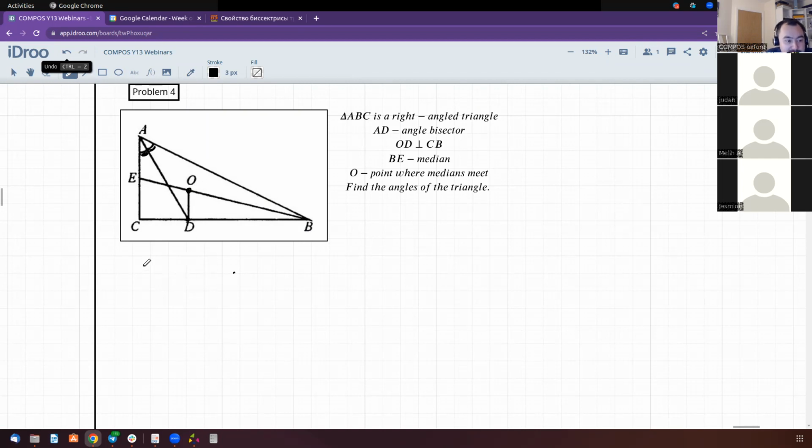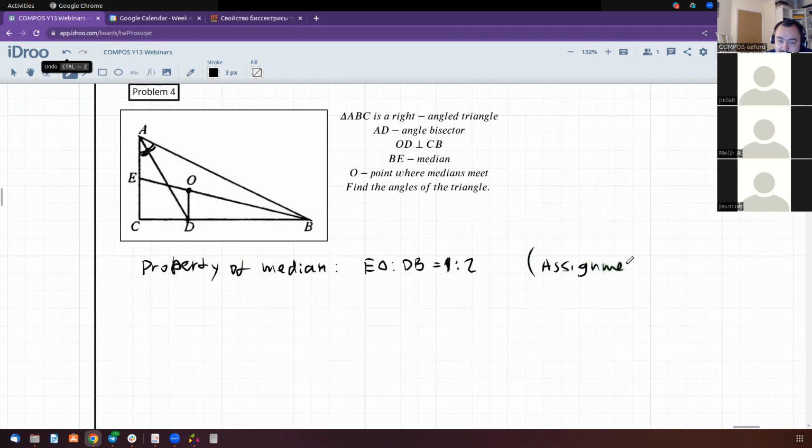We know the property of the median, that EO to OB is equal to 1 to 2. That is proved in assignment 3. EO to OB is the ratio 1 to 2.